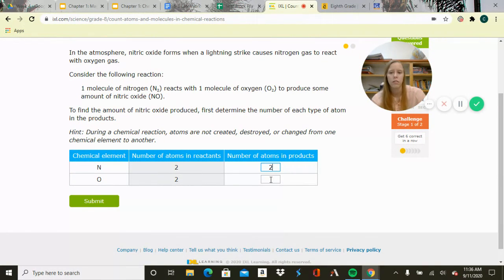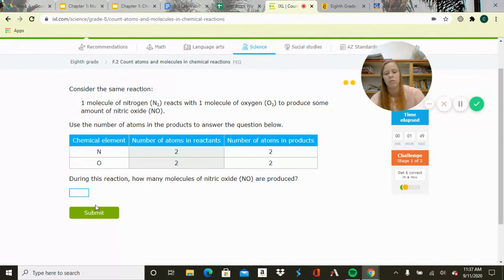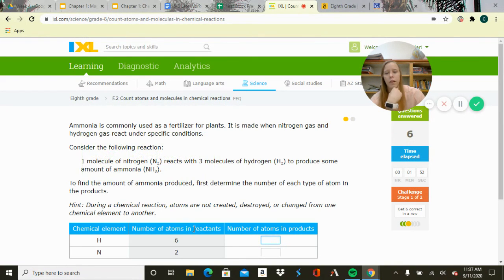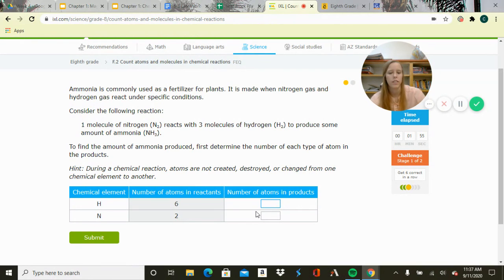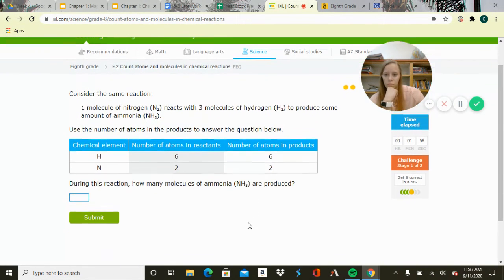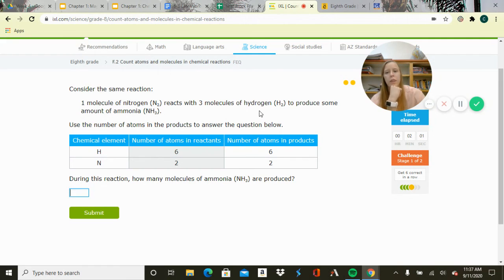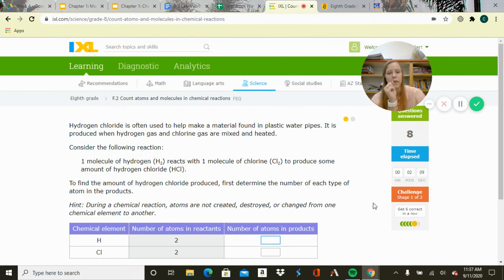So let's look at another one. So here, 2 and 2. So we have 1 of nitrogen that has a subscript 2, and this has a subscript 2. So I believe this one will be 2 now. There we go. Okay, we'll do one more. So we have 6 and 2. Now we have 1 molecule of N2 reacting with 3 of hydrogen, and we know there are 6 hydrogen atoms and 2 nitrogen atoms, so there must be 2 molecules of ammonia. Okay, so again, I apologize if I taught that to you wrong the other day.